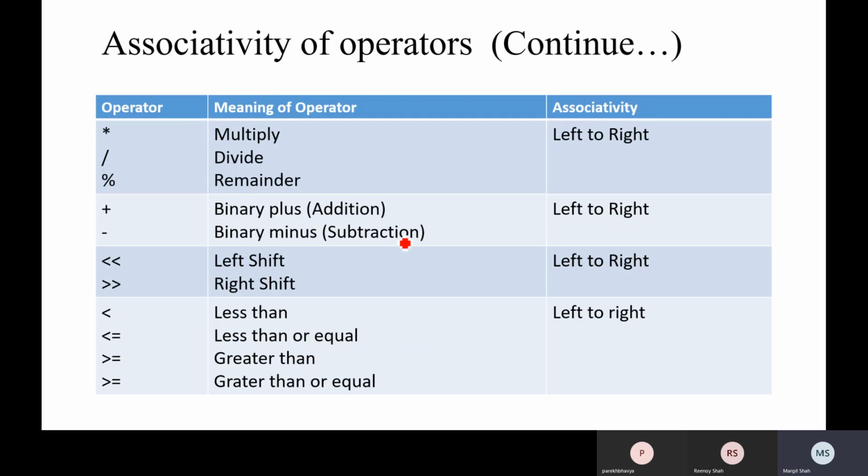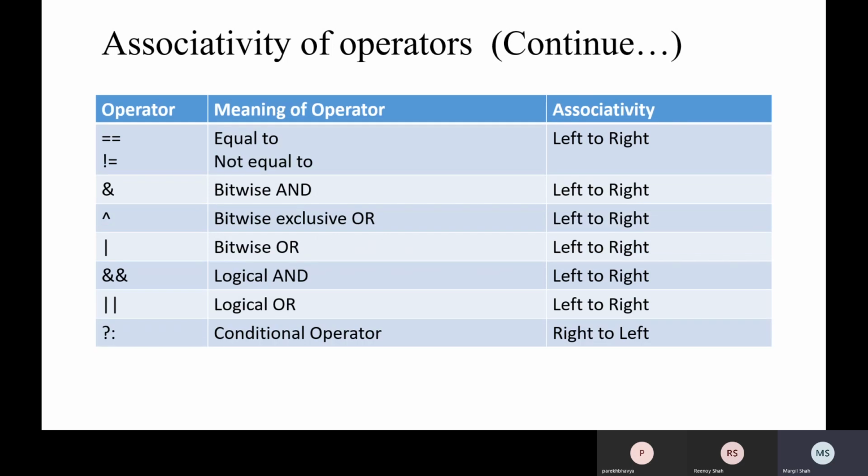Now multiplication, division, and remainder, again left to right. Binary plus and binary minus, left to right. Left shift, right shift, left to right. Less than, less than or equal to, greater than, greater than or equal to, left to right. Then equal to, not equal to, left to right. Bitwise and, left to right. Bitwise exclusive or, left to right. Bitwise or, left to right. Logical and, logical or, left to right. And the conditional operator is right to left. So this is another one which works right to left.